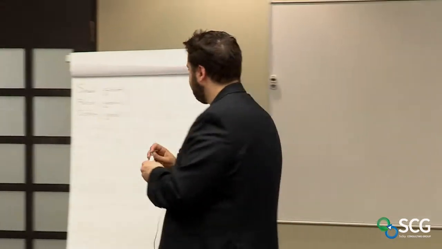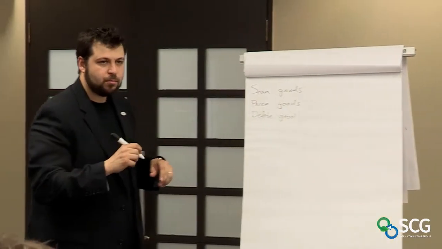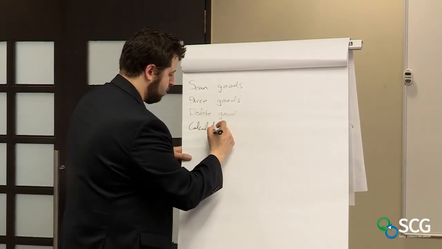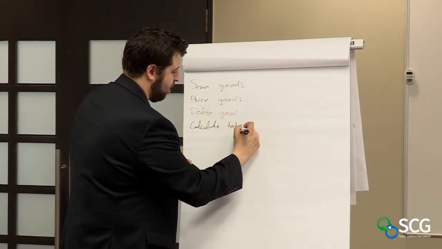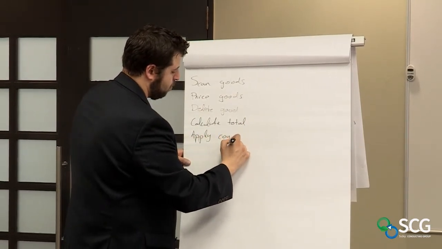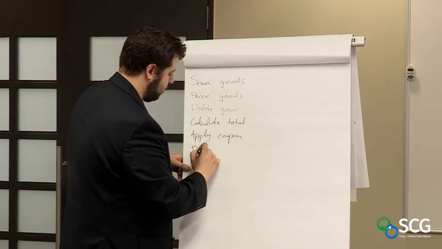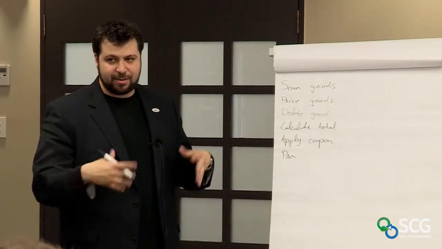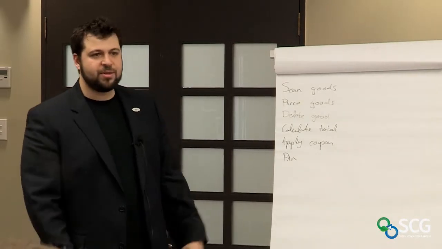What else? Calculate totals. Calc total. Maybe apply coupon, right? Hold order. Print receipt. You guys get it. And I'm not overanalyzing, just tell me the titles.